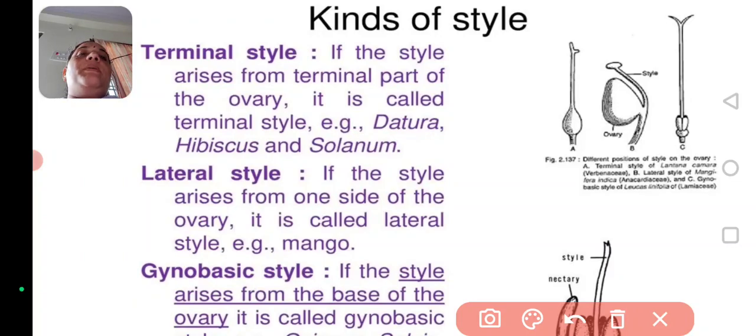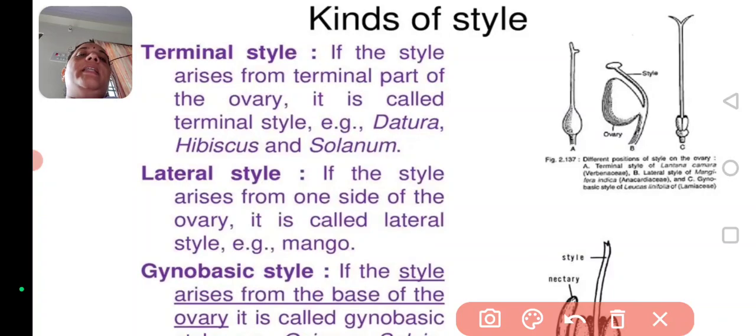What is the terminal part of the ovary? This is the terminal part and this is the basal part. This is the style and this is the stigma. The style arises from the terminal part of the ovary, so it is called terminal style. Examples are Datura, Hibiscus and Solanum.